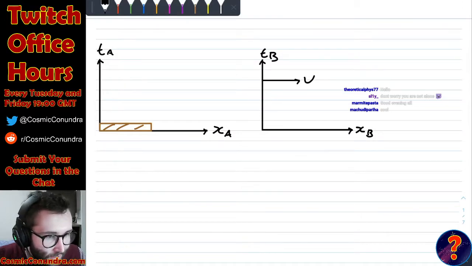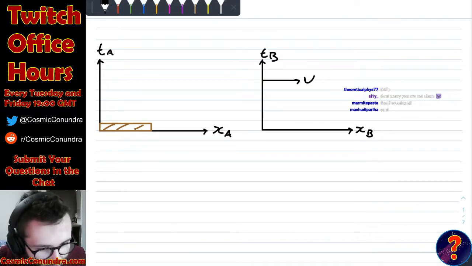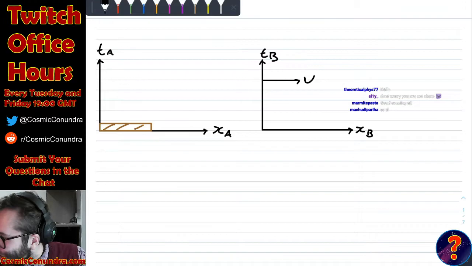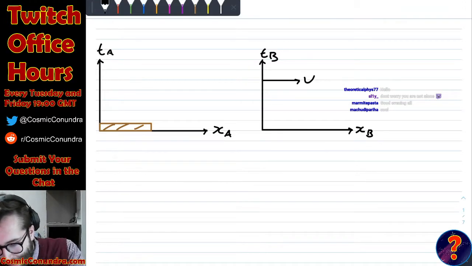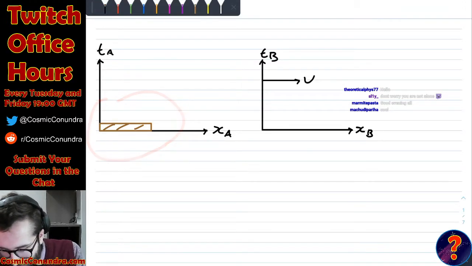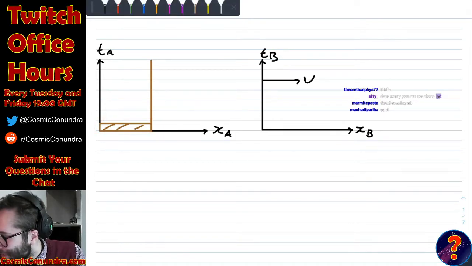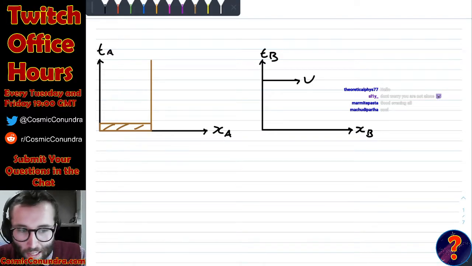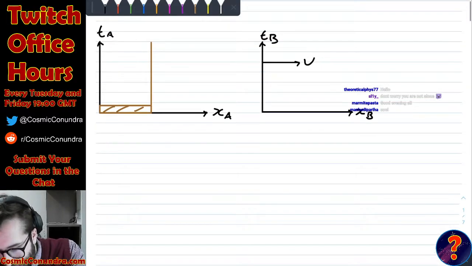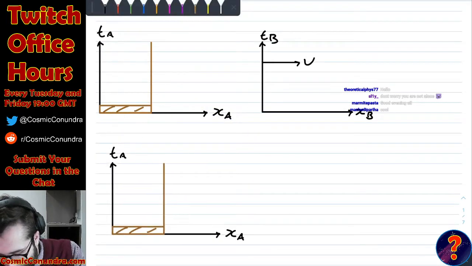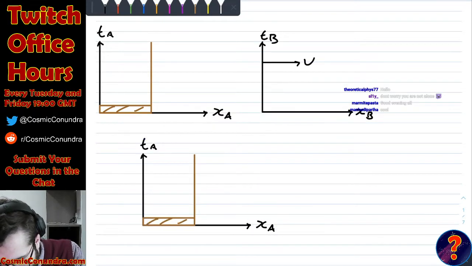Hello, Machu D Pariah, I think. Hello. Okay. So in person A's frame, clearly you can see that this rod is stationary, and they can easily make a measurement of these two ends simultaneously, because the rod is staying still, so these two ends are automatically simultaneous.